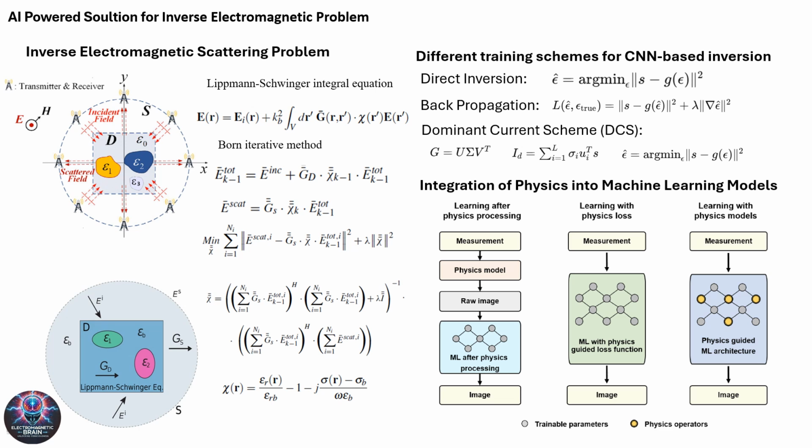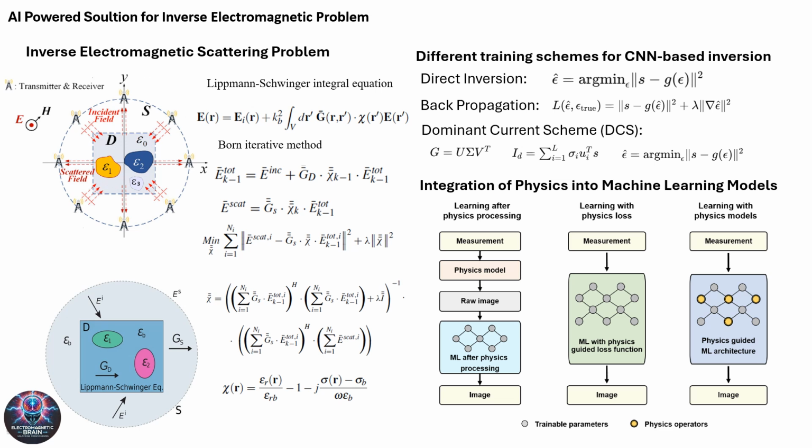3. Dominant current scheme, DCS. DCS emphasizes the dominant current contributions in the inversion process. The dominant current can be obtained by singular value decomposition, SVD, of the forward model matrix G. This approach allows for faster and more accurate computations.